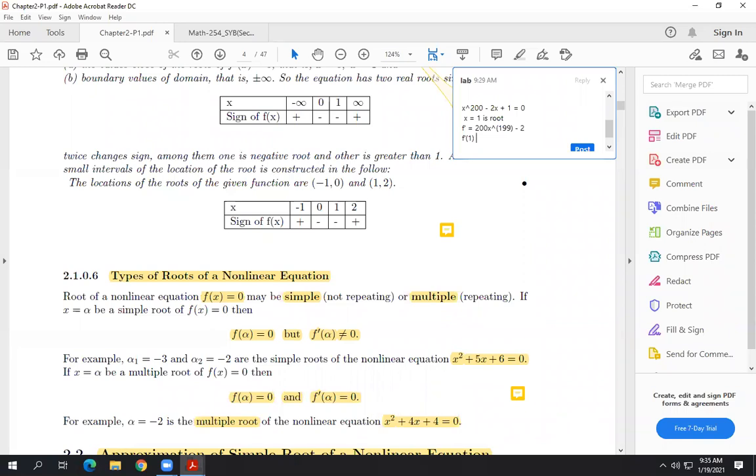Minus 98. No, no, don't give me the answer. Just say equal to 0 or not. Not equal to 0. It means your root 1 is what? Not repeating. A simple root. If f dash is not equal to 0, it is not repeating. It's a simple root.